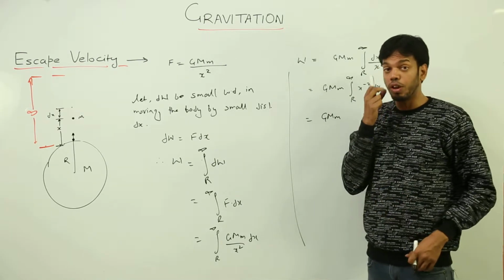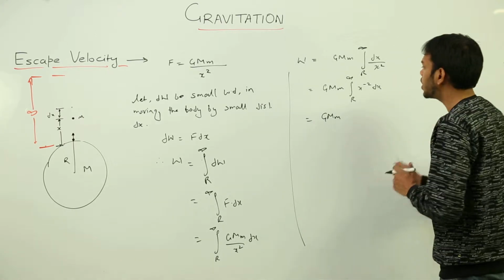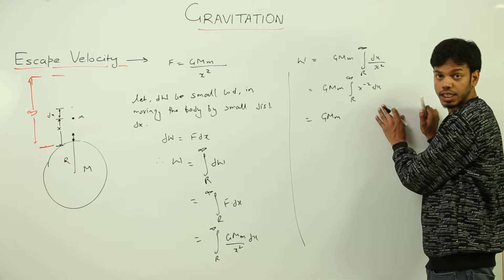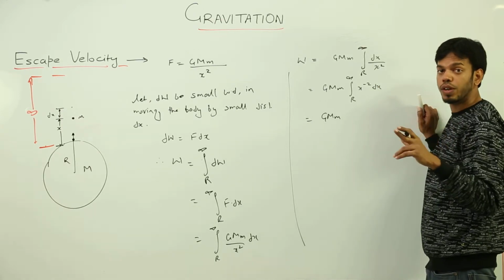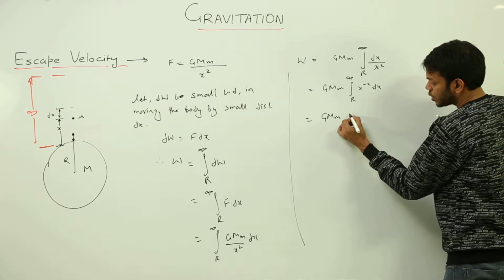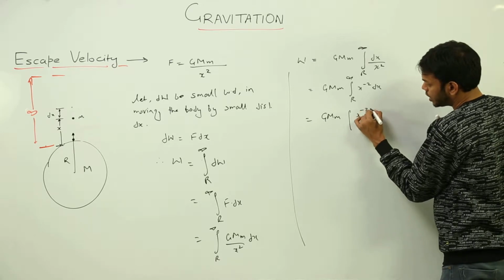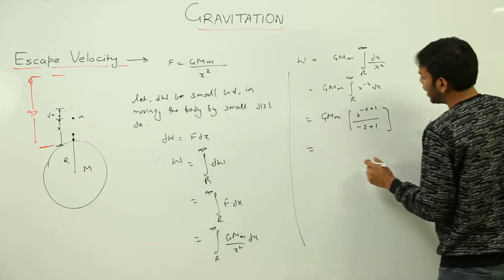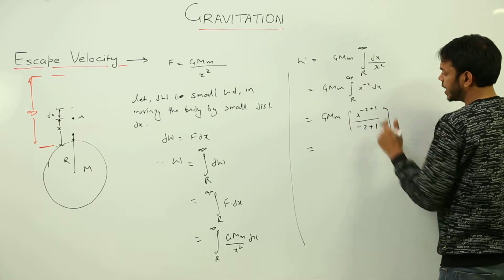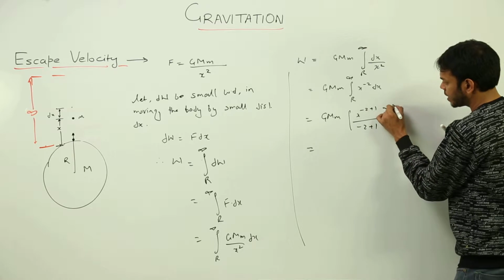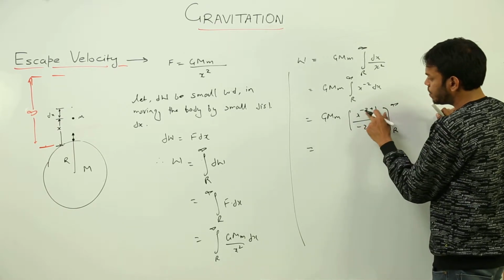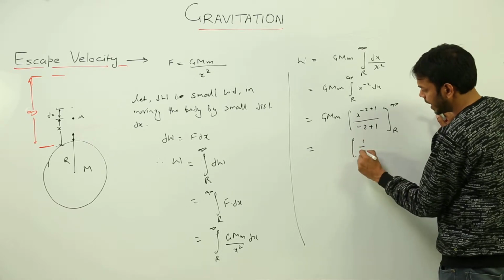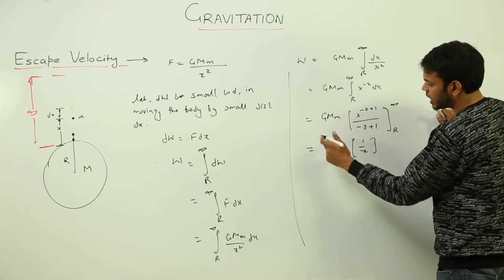Did I say the right formula for integration? Obviously not. The formula I just said was for differentiation, not for integration. What is the formula for integration? x raised to power n plus 1 upon n plus 1, right? So this will become x raised to power minus 2 plus 1 upon minus 2 plus 1, with the limits from R to infinity. This becomes x raised to power minus 1, which can be written as 1 upon x, and this becomes minus 1, which is taken outside.